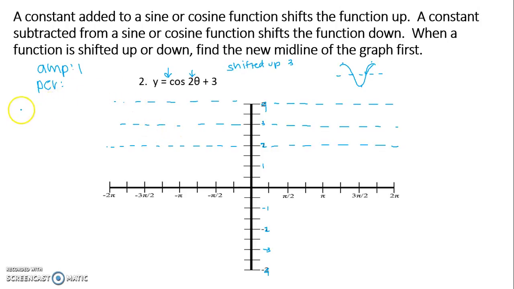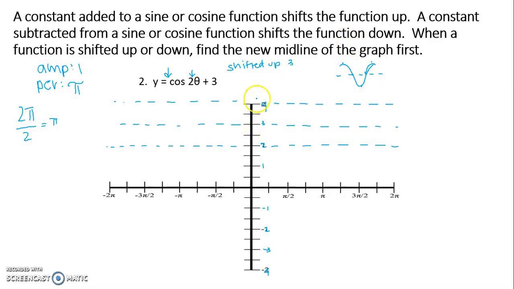In this case it's a 2 there, so normally it'd be 2 pi. I divide by whatever that number was, so again 2. That gives me pi. So my period is pi, which means I'm going to have this full little sideways C going between 0 and pi.